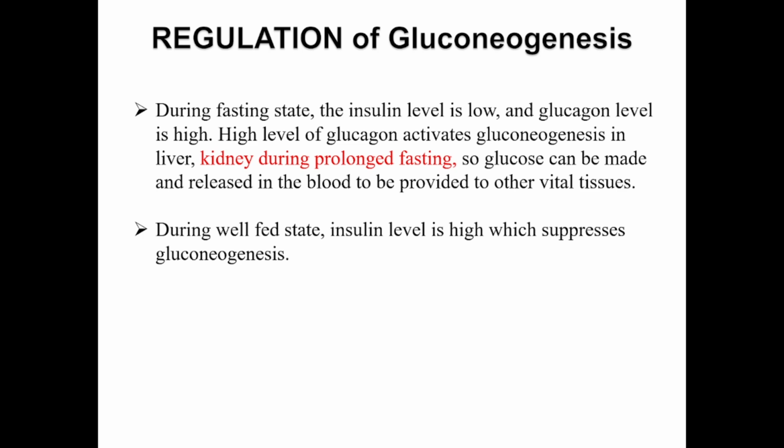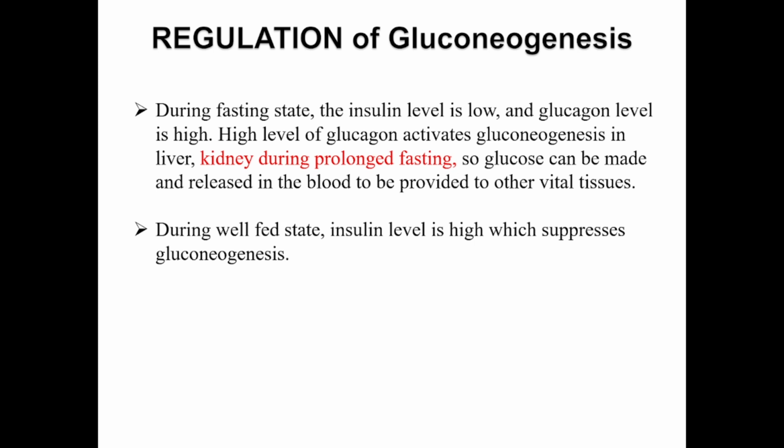So this is the hormonal regulation of glycolysis. Fed state: insulin, glycolysis, glycogen synthesis. Fasting state: glycogenolysis and gluconeogenesis. We start first with glycogenolysis. We degrade the stored glycogen, which can provide glucose for up to 12 to 18 hours. After that, we start to produce glucose from non-carbohydrate sources.